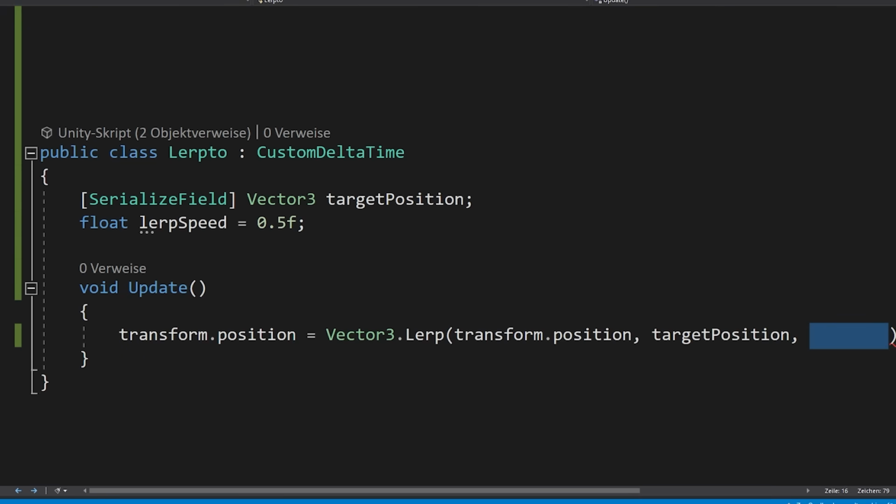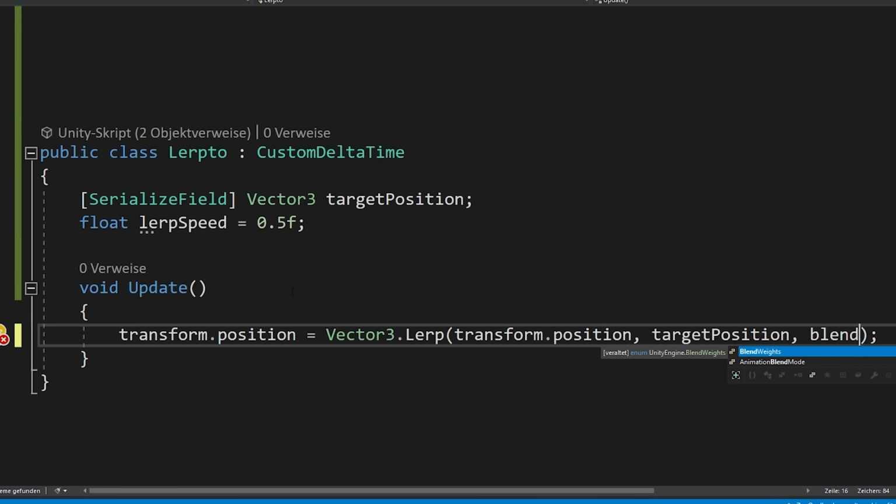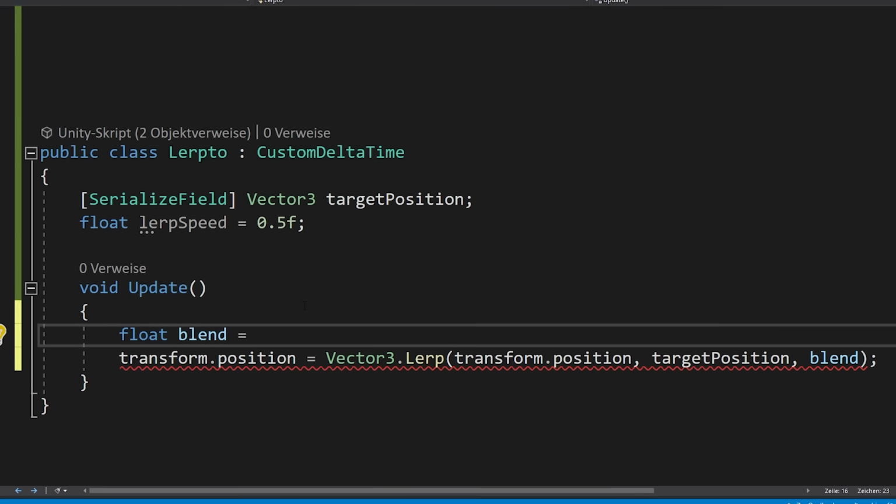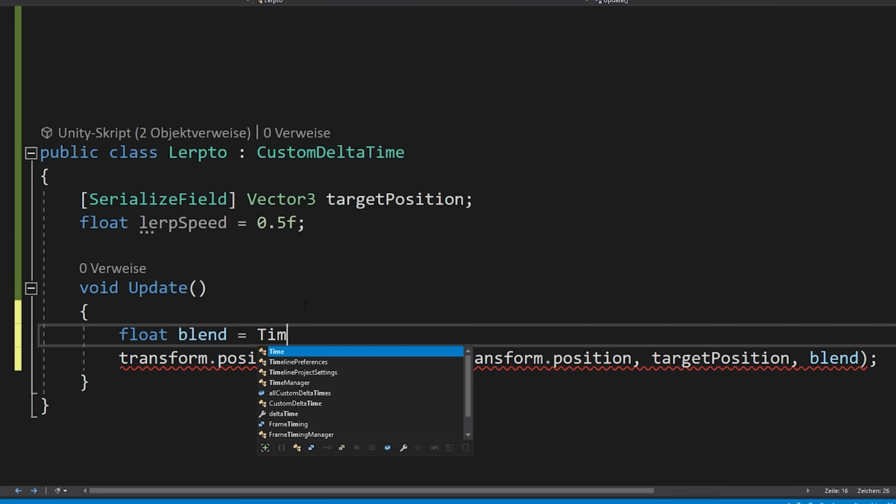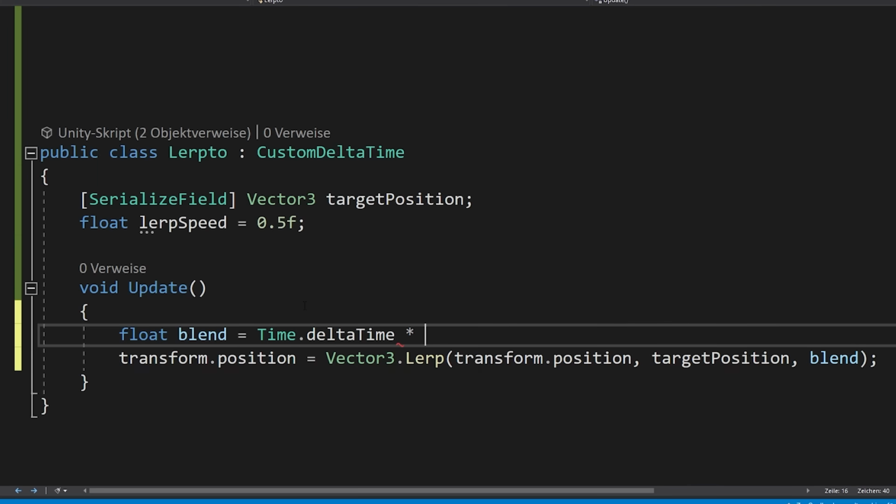I'm actually gonna split this into 2 lines. Let's put in a blend variable here. And I'm sure the solution most of you got is just Time.deltaTime multiplied by Lerp speed. Honestly, I don't even have to run this to prove to you that this can't possibly be correct. Because I told you, the snails never reach their target destination.